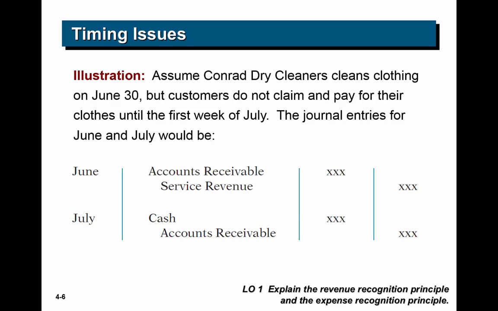All right, so here's their illustration. Conrad Dry Cleaners cleans clothing on June 30th, but customers do not claim and pay for their clothing until the first week in July. When did they earn the revenue? The answer is they earned it in June, because that's when they provided the good or service. So when we've earned the revenue, we'll record it in June as an account receivable, meaning the customer owes us payment, and a service revenue. Then in July, when the customer pays us, we'll show that we have cash increasing and our accounts receivable account going down.